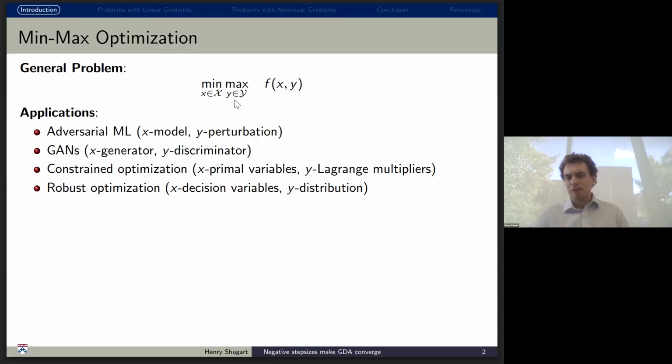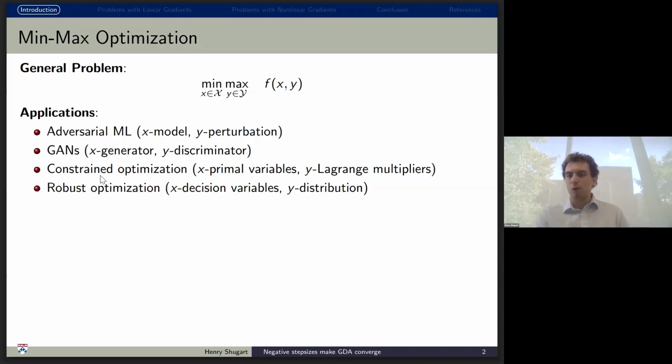100 or more years. So just to run through some applications that fall into this framework, some of them are adversarial machine learning, where the x minimization variable is the model, so the model weights or parameters in general, and then y is some perturbation that might be trying to fool the model. GANs, generative AI, got its roots in min-max optimization, or at least partially, with x being maybe the generator model and y being the discriminator, so you're competing on some shared objective f.